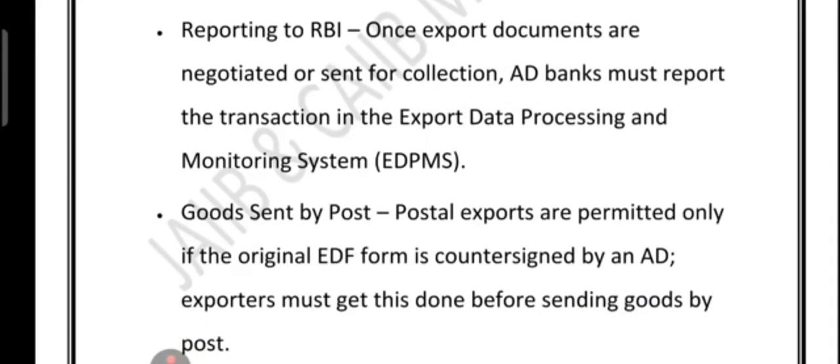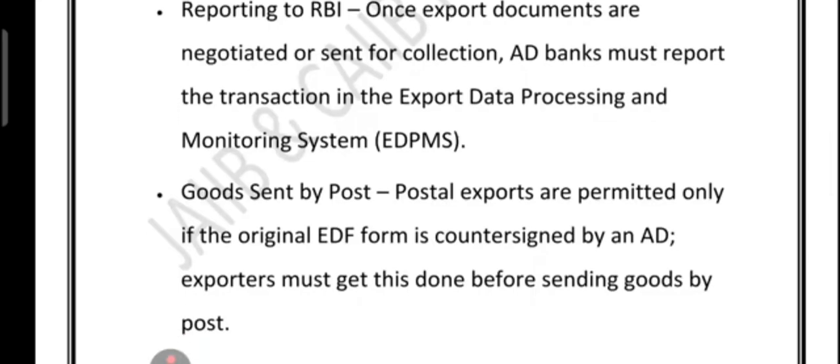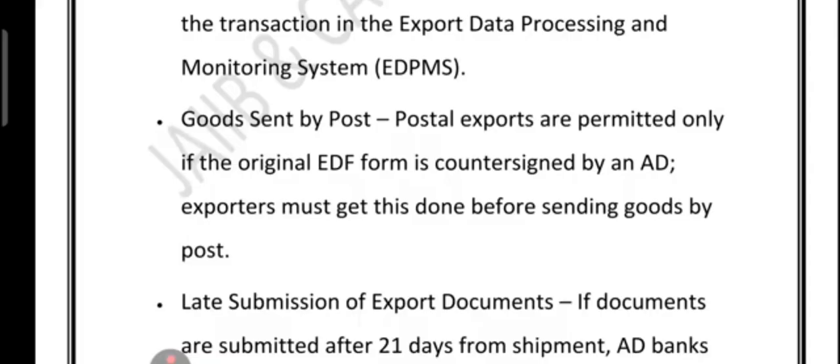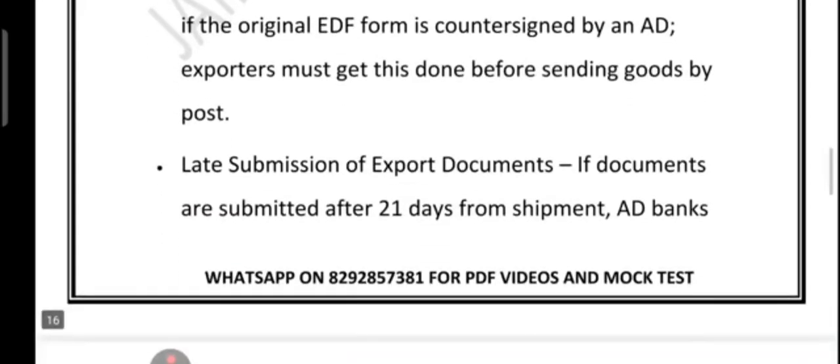Second, if you are sending goods by post, you can't just pack and send them like a normal parcel. You need a special form that is called EDF form. We have been discussing this EDF form since the beginning, right? You have to fill this form, and it has to be countersigned by your bank before the goods are shipped. Third, sometimes exporters submit document late after 21 days of shipment. The good news is that your bank can still process them without RBI special permission as long as they are happy with your reason for the delay.